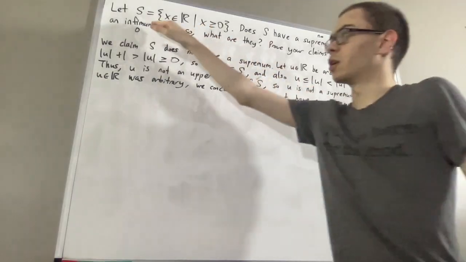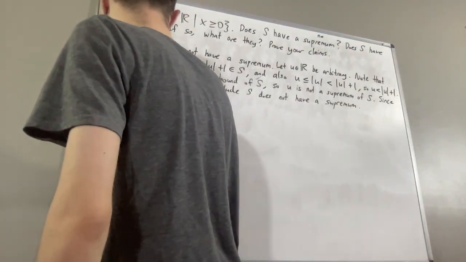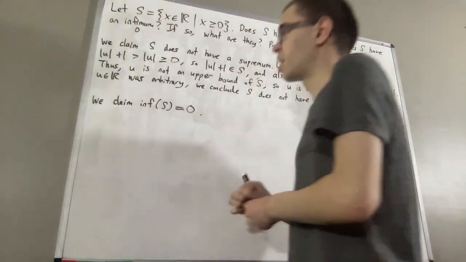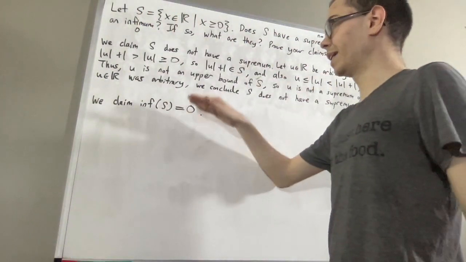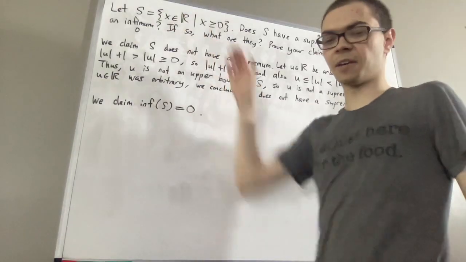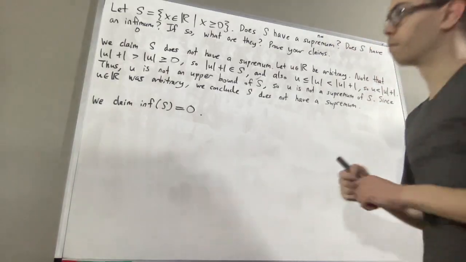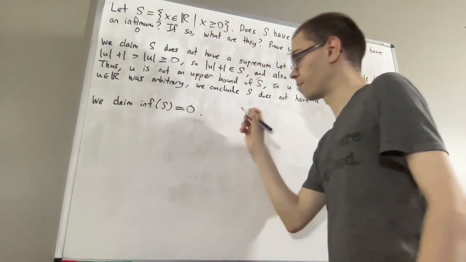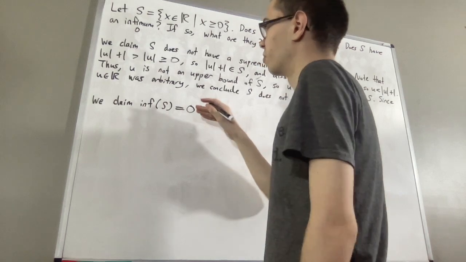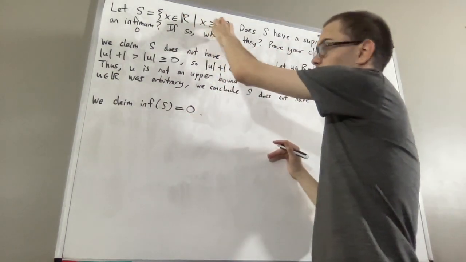What about infimum? Our claim is that the infimum of S is equal to 0. Now to show this, we can show that 0 is the smallest element of S, right? So we're going to be using that result that we mentioned before we got into this example problem. So first off, we know that 0 is an element of S because 0 is greater than or equal to 0.